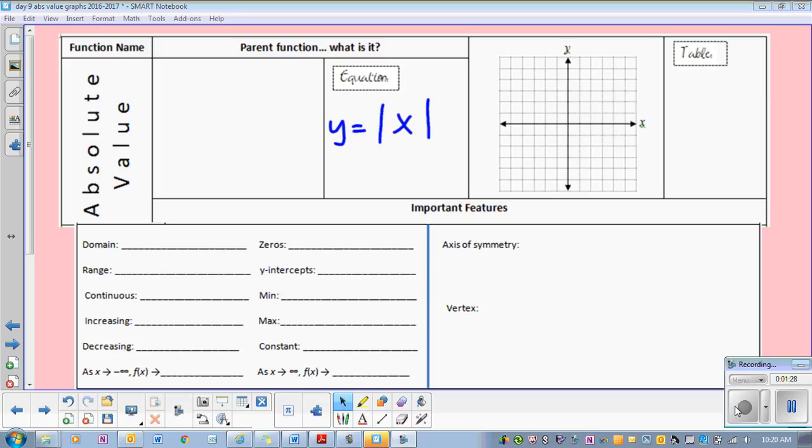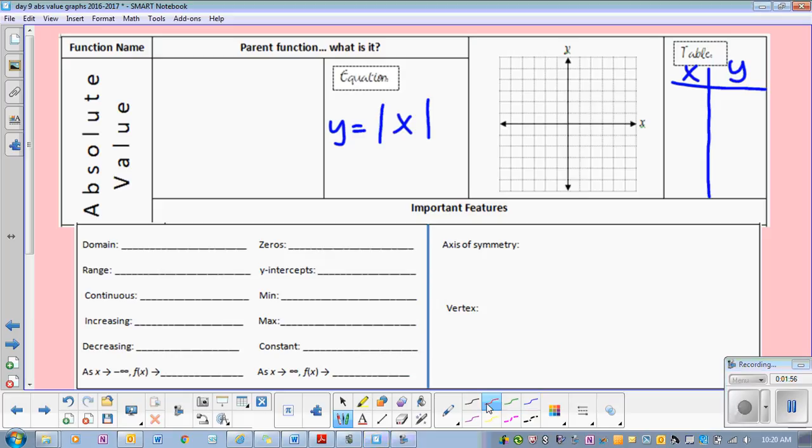So let's graph this. We're going to come up with a table. For the table, I'm going to draw, you guys know this, a table of values. We've done this before, right? All right, so the x is the input, y is the output. Do you remember that from functions? Okay, so if I give you a basic equation like this, your parent function for absolute value is y equals the absolute value of x, yeah?